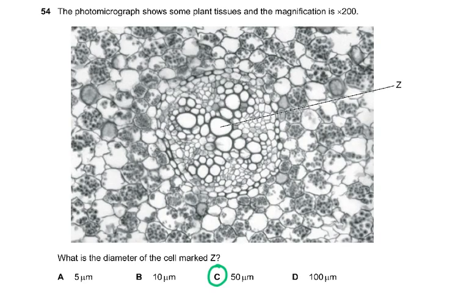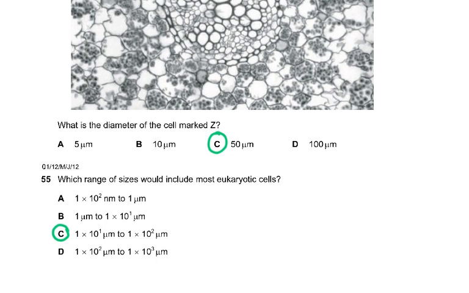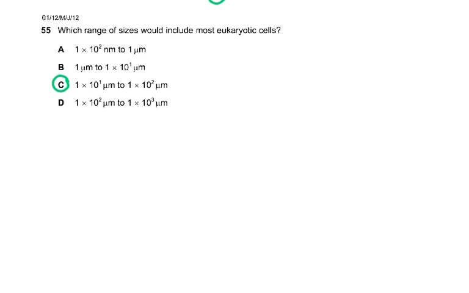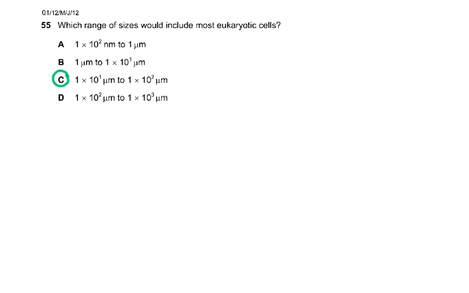The photomicrograph shows some plant tissue and the magnification is x200. What is the diameter of the cell marked Z? Well, you have to measure it, convert it into micrometers, and then divide by 200. Now, this is probably not the original diagram, so I can't say what it was in the original paper. Which range of sizes would include most eukaryotic cells? Again, sizes you've got to know.